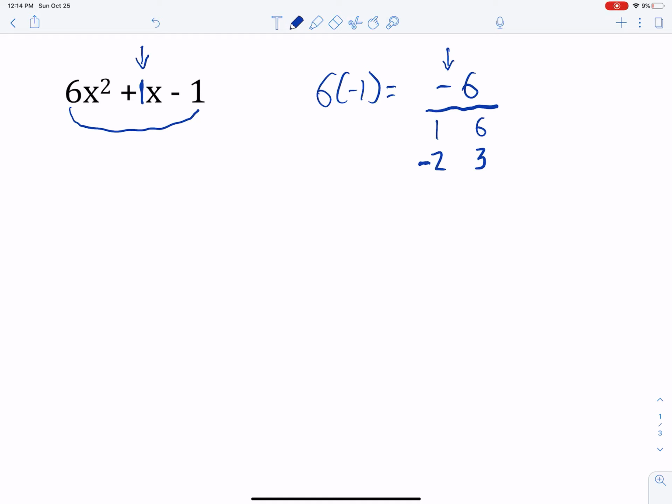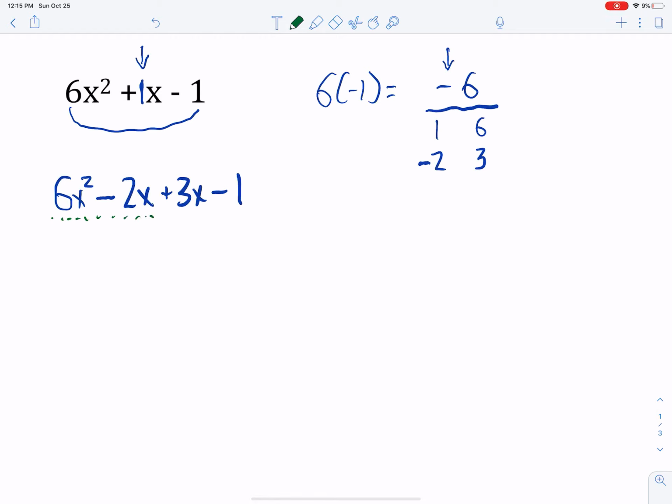So remember, we can't write the answer yet. We're going to leave the first term alone. We're going to use those numbers we just found, -2 and +3, to split up the middle term. Instead of +1x, we're going to have -2x plus 3x, like that. And now we're going to do factoring by grouping.